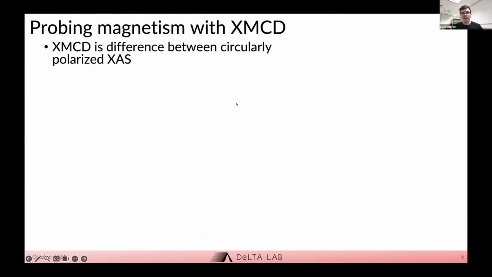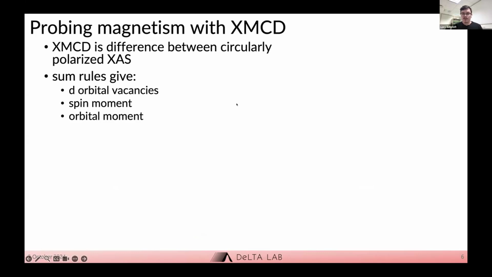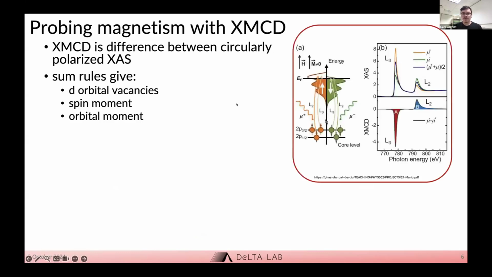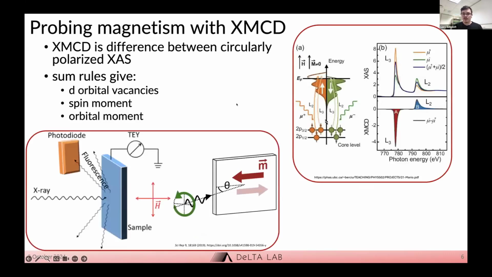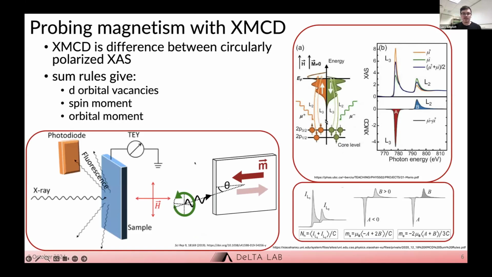So how do you measure magnetic properties using light? Use circularly polarized light. Circularly polarized light breaks time reversal symmetry, which allows us to detect other time reversal breaking features such as spin, orbital, and magnetic moments. XMCD is another photon in, photon out based technique where you take the difference between the XAS spectra of right polarization and left polarization, and then from that you can deduce things like the number of vacancies in the d orbitals, as well as the magnetic spin moment, and the orbital moment as well.